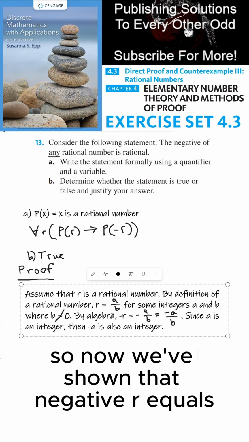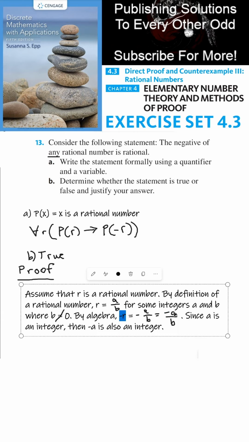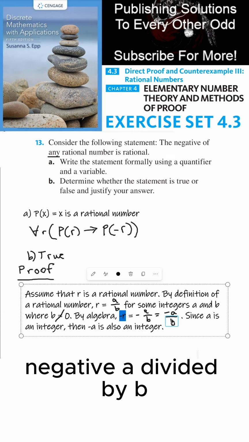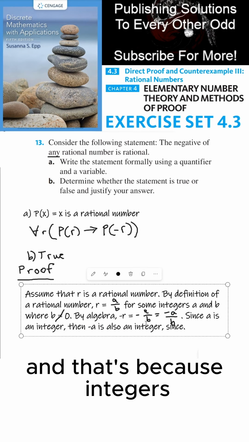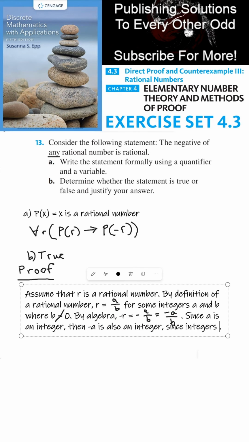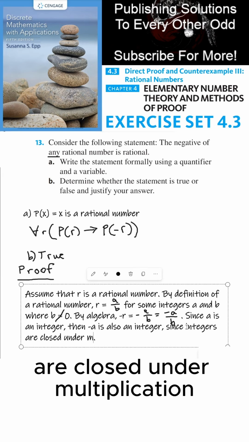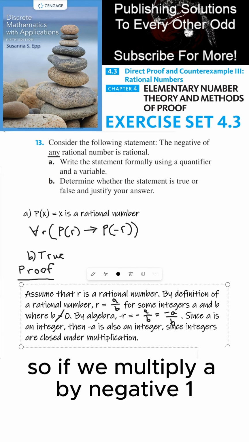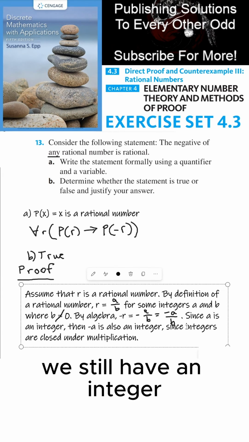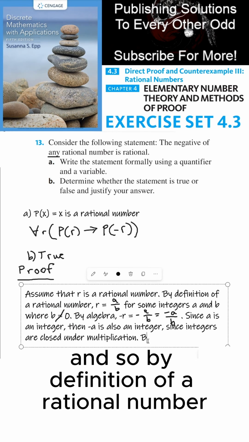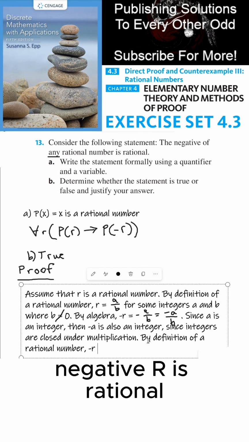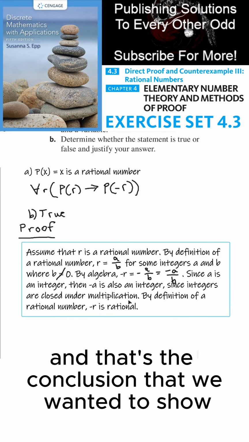So now we've shown that negative r equals negative a divided by b, and the numerator is an integer, and that's because integers are closed under multiplication. So if we multiply a by -1, we still have an integer. We also have that b does not equal 0. And so by definition of a rational number, negative r is rational. And that's the conclusion that we wanted to show.